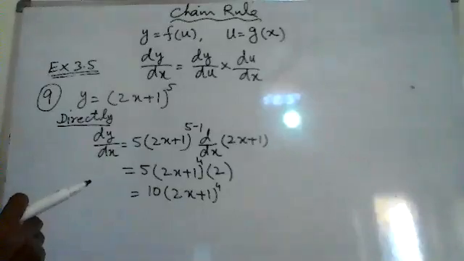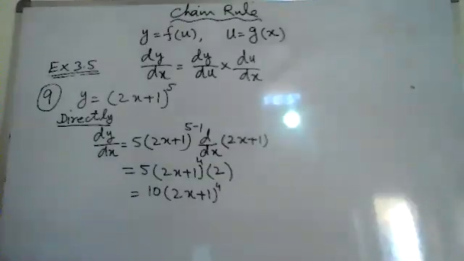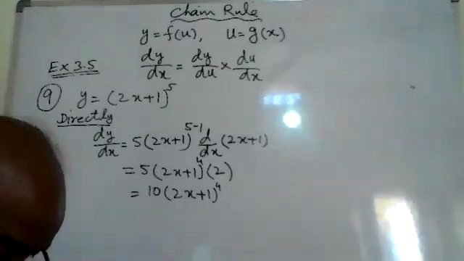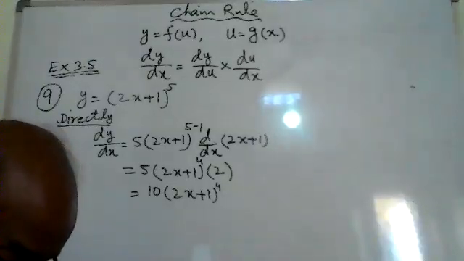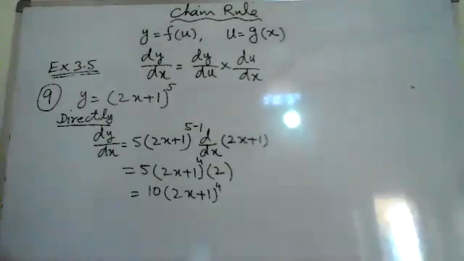Understood this one? Yes sir, directly is easier. Now, as the book has said, what did it say? In exercises 9 to 18, write the function in the form y is equal to a function of u and u is equal to a function of x. Then find dy upon dx as a function of x.